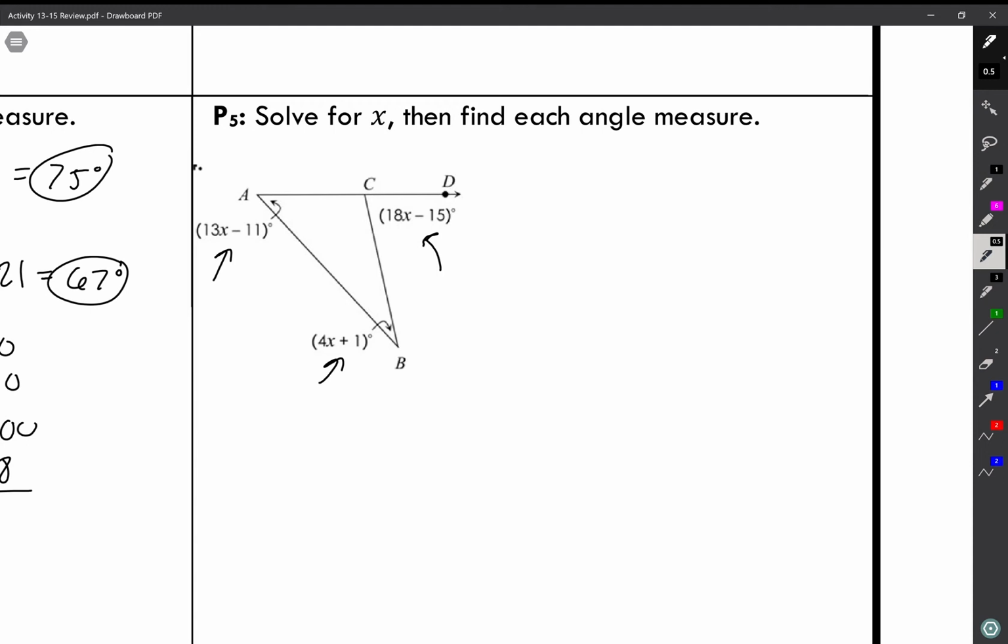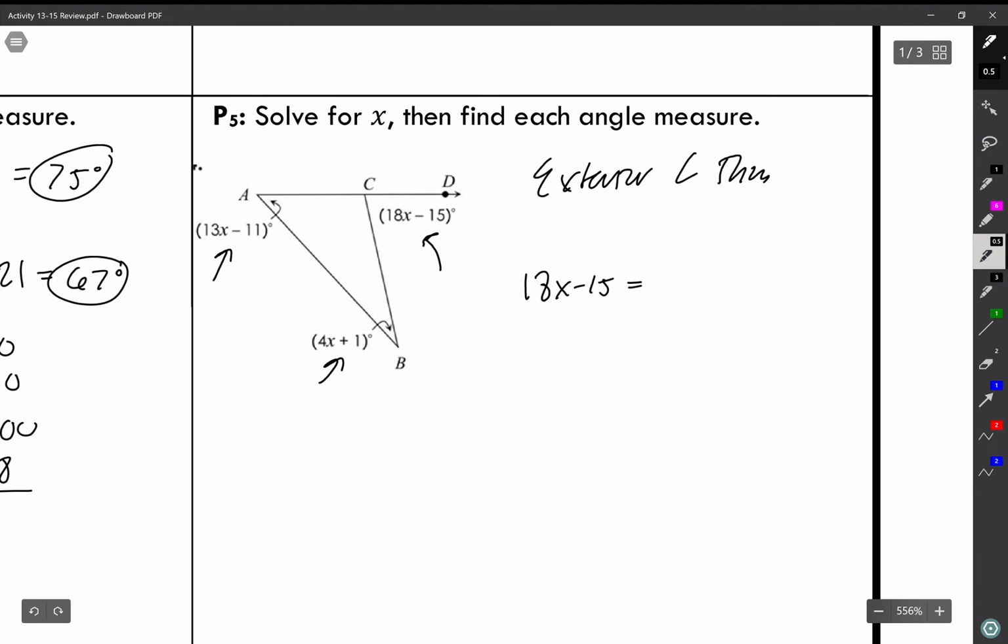The exterior angle theorem, if we remember, says that the exterior angle is equal to the sum of the two remote interior angles. So it's equal to the sum of the two angles that it does not touch. So my equation for this one, using the exterior angle theorem, would be 18x minus 15 equals 13x minus 11 plus 4x plus 1.